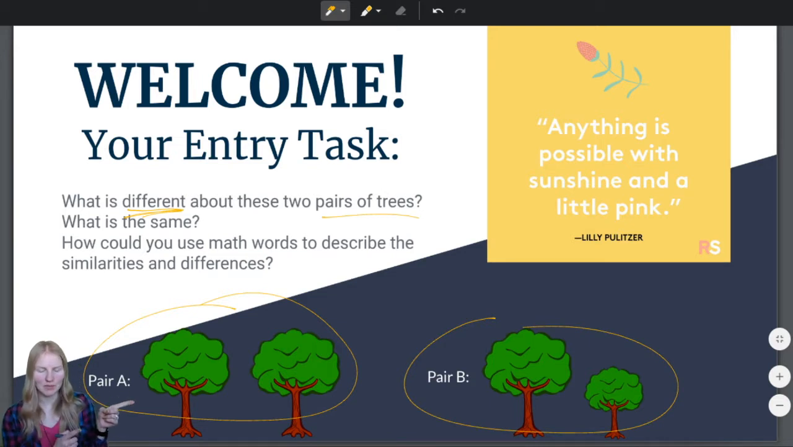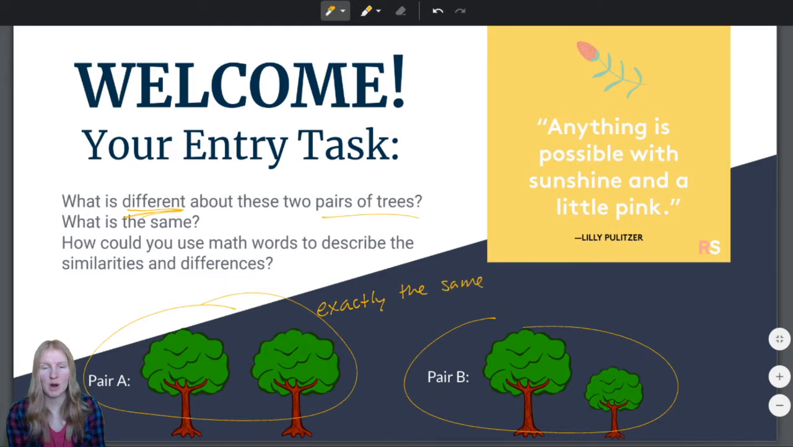Well, notice that in pair A, the trees are exactly the same. You probably noticed that. You probably said, what's different? Well, pair A is exactly the same, and in pair B, one is smaller. The trees are the same, but one is smaller. And then it says, what is the same? So what's different about the two pairs? Well, in pair B, one of the trees is smaller.